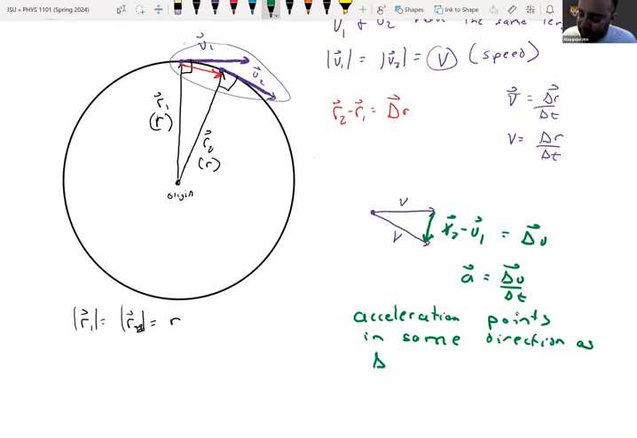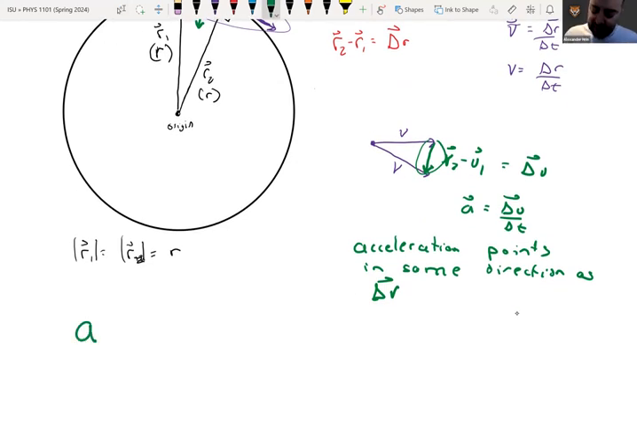What we can do now is transpose this back to the circle. The best place to put it is right halfway in between the two velocity vectors, so I would put it right there, and then you draw it kind of like so. It's not perfect, but you can see that delta V is pointed straight at the center. That means acceleration is pointed towards the center of the circle.